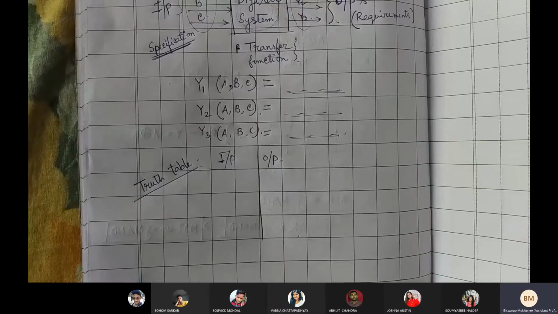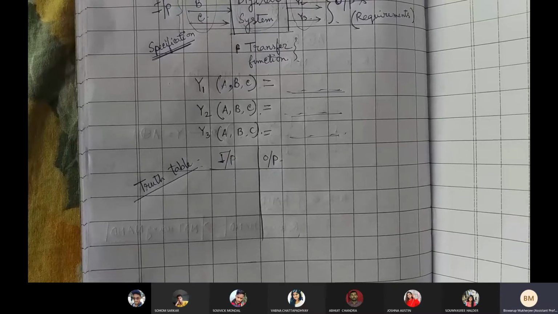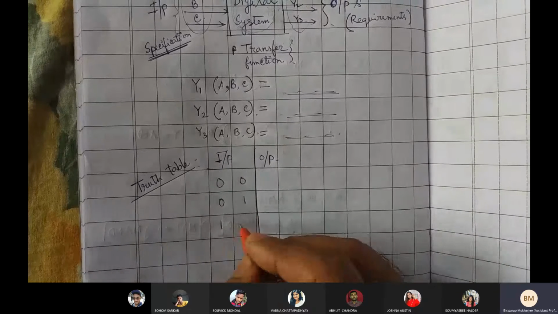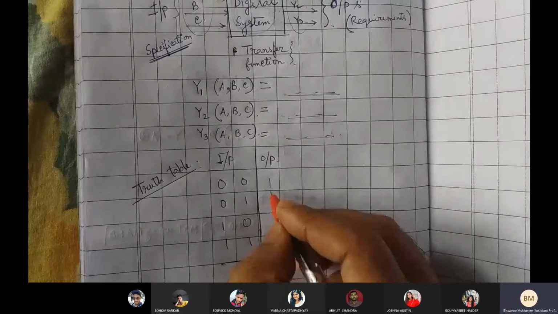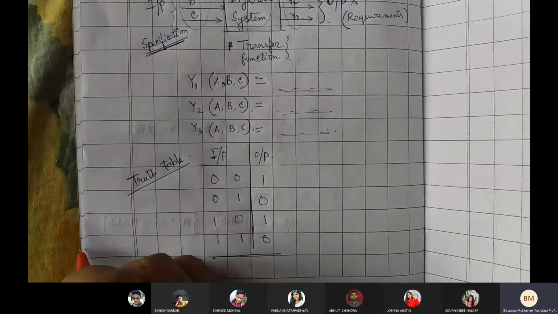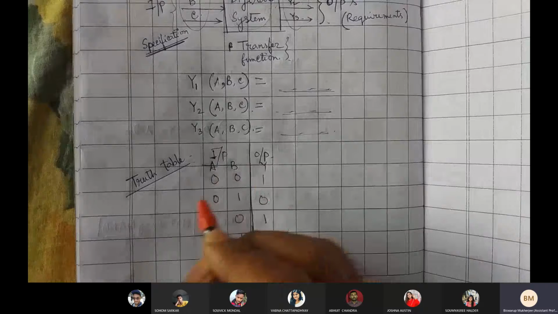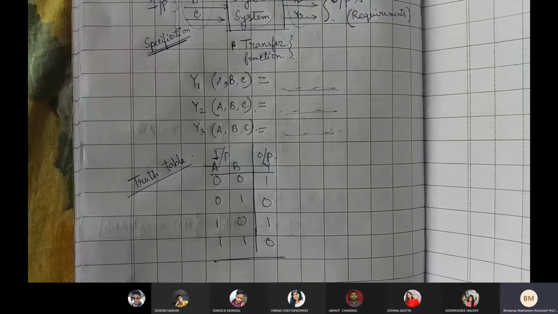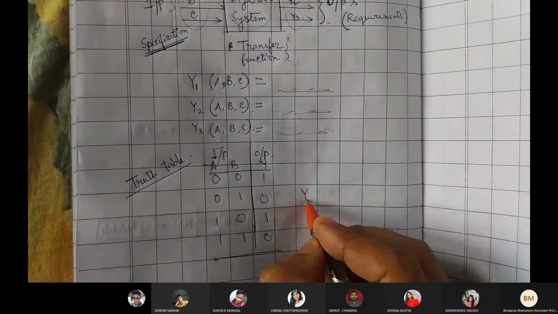Once you have got the truth table, maybe we have already drawn a few truth tables like this, maybe something like 1 0 1 0. So this is a truth table having A input, B input, maybe Y output. Once it is over, the next step is to find out a Boolean function of Y output with respect to input. That is the transfer function for this particular case, right?